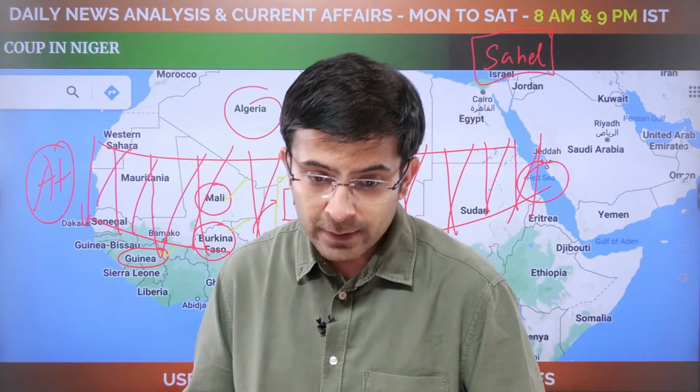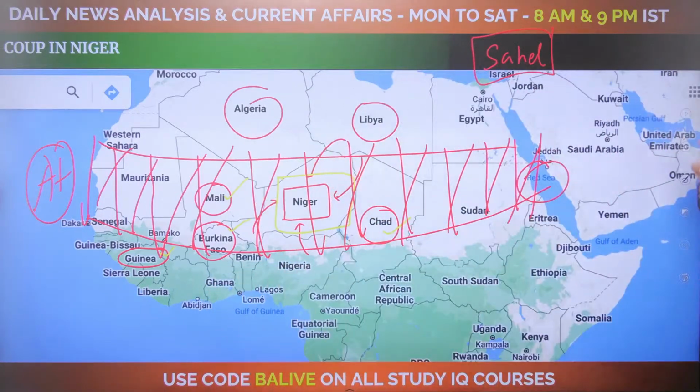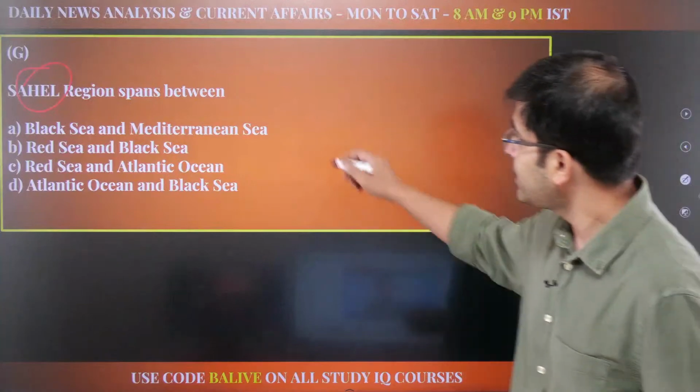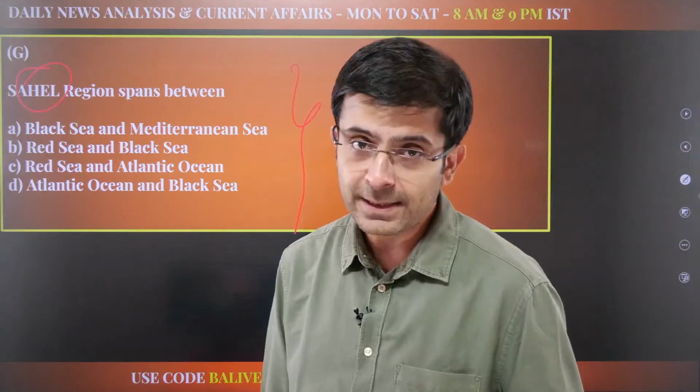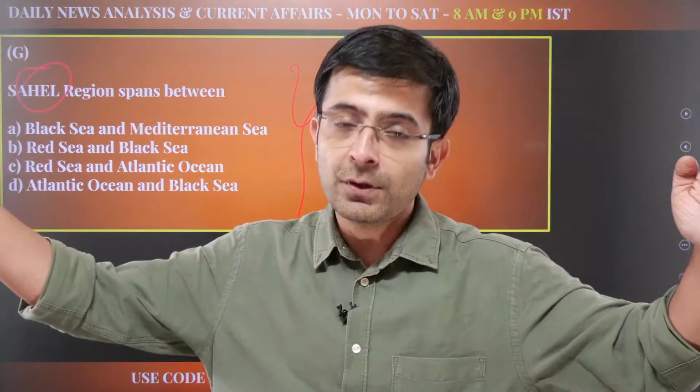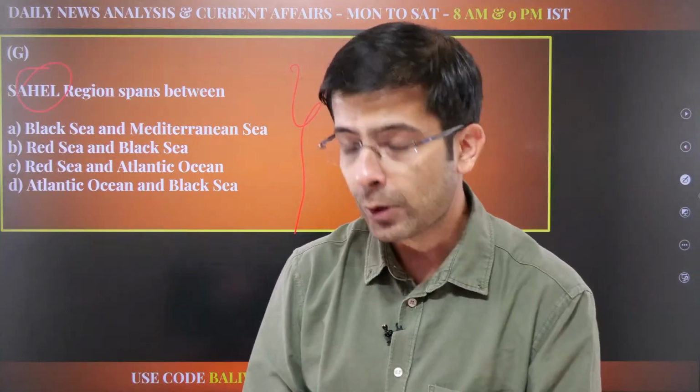Correct. Jamkhandi, proud Jamkhandi. Yes, you are absolutely correct. Sahel region. So go ahead, answer this question also for me. Where does the Sahel region span from? What are the two seas that are the two extremes of the Sahel region? Note this down from the mapping point of view, because it will be important.